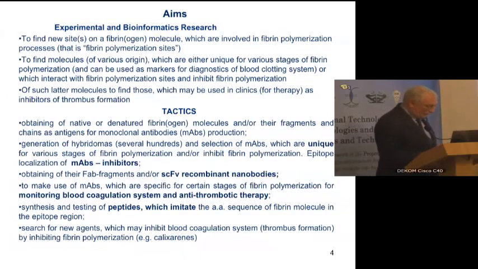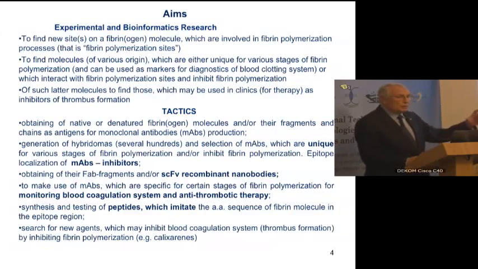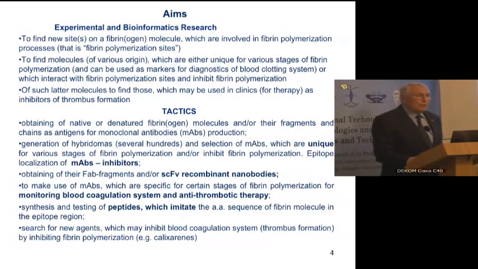So in fact, what we have done: we have obtained different native or denatured forms of fibrin and its derivatives. They were used as antigens for monoclonal antibody production. We have generated several hundreds of different hybridomas, and the monoclonal antibodies secreted by these hybridomas were directed at different sites on a fibrin or fibrinogen molecule. We have studied the epitopes, the sites which are recognized by these antibodies. We were obtaining fragments of these antibodies and recombinant so-called nanobodies, which interact with these epitopes.